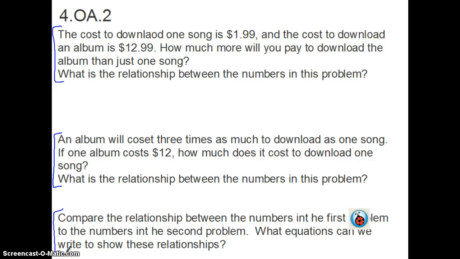The cost to download one song is $1.99. So one song equals $1.99. And the cost to download an album is $12.99. So a whole album equals $12.99. The problem goes forward to ask us the question: how much more will you pay to download the album than just one song? How much more will you pay?